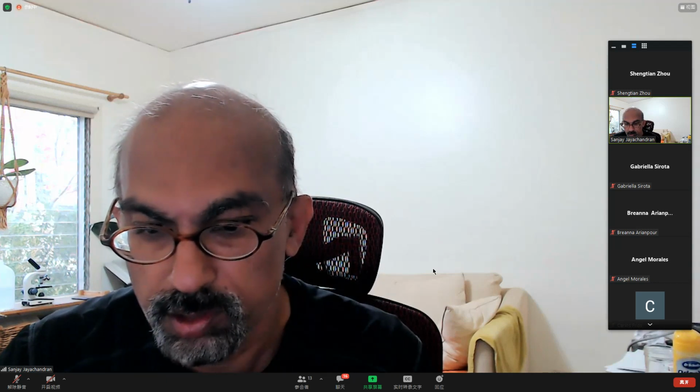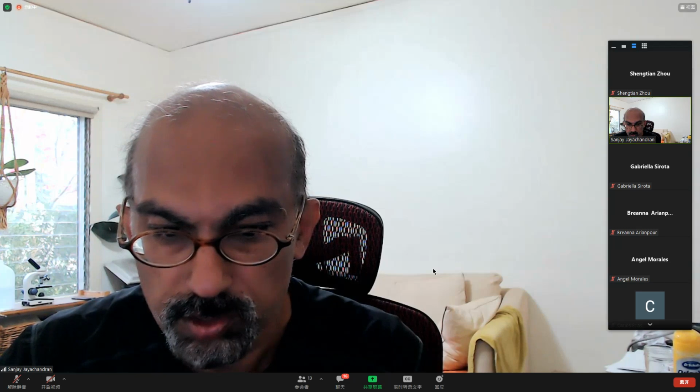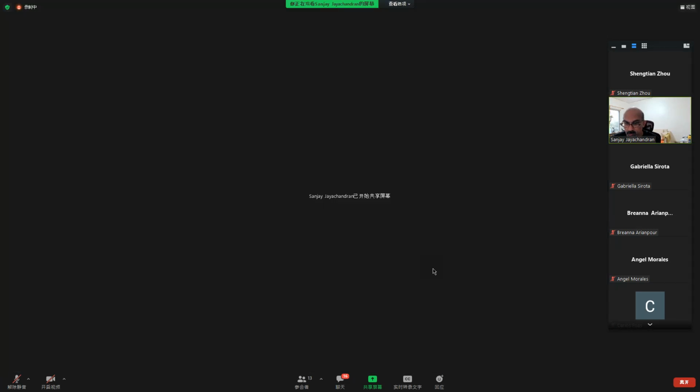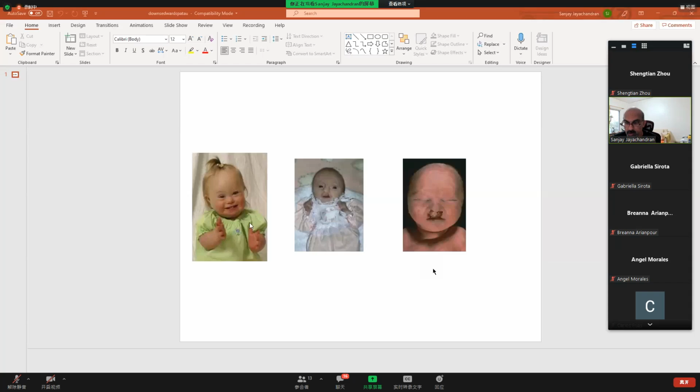Okay, so I'm going to show you some images of afflicted individuals, right? So the kid on the extreme left has Down syndrome. So what are the symptoms of Down syndrome?